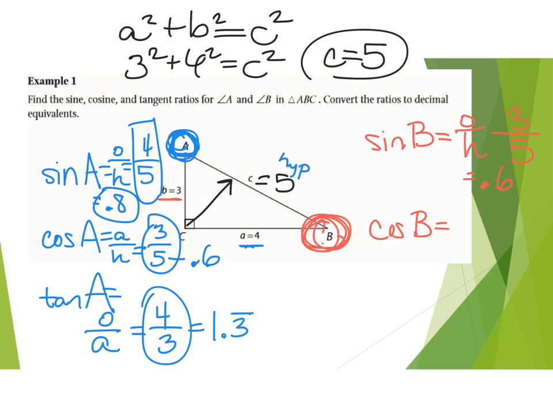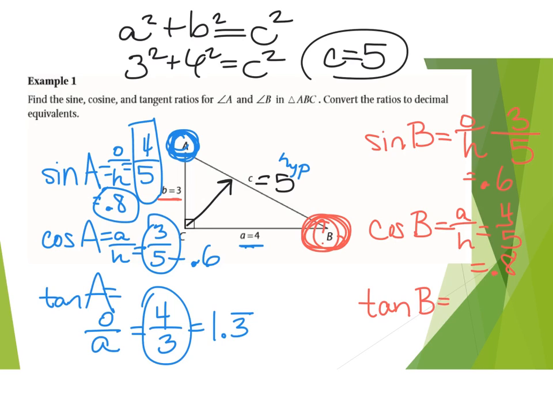Cosine of angle B, A over H. The adjacent side to angle B would be the 4. The hypotenuse is 5. 4/5. 0.8. Those numbers should look familiar from where we did sine of angle A over there. We'll talk about that a little later.